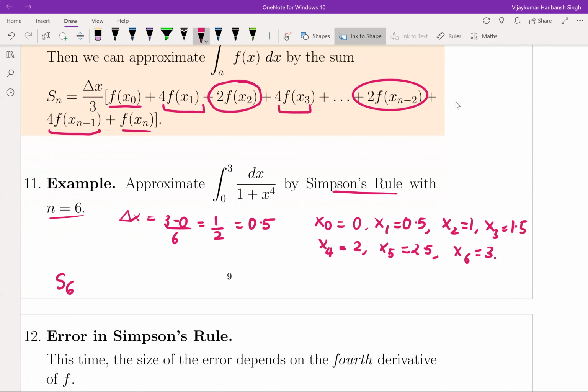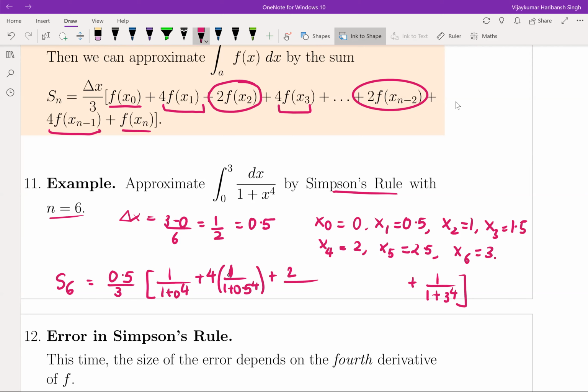So I'm calling it as 6. Delta x by 3, which is going to be 0.5 divided by 3. Then the end values of the function as it is. So I'm going to write 1 upon 1 plus 0 square and 1 upon 1 plus 3 square. Sorry, it's power 4, right? So 0 to the power 4, 3 to the power 4 as it is. Then what you do is 4 times the odd ones. So 4 times 1 upon 1 plus 0.5 power 4.